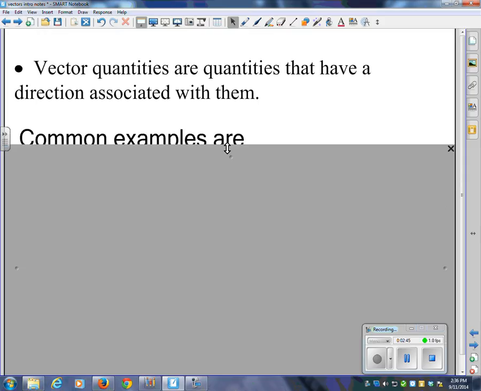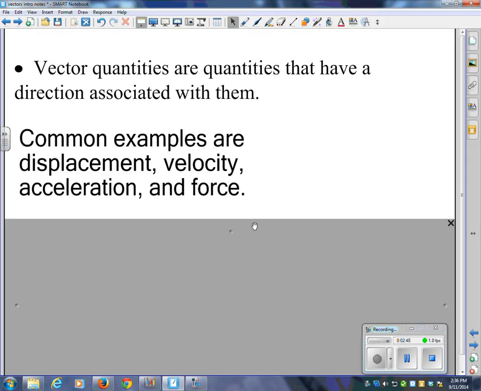Okay, so what is a vector quantity? It's a quantity that has a direction associated with it. The big four are displacement, velocity, acceleration, and force. And you all probably have some kind of general understanding of what those are.